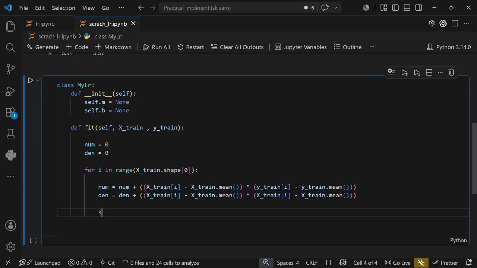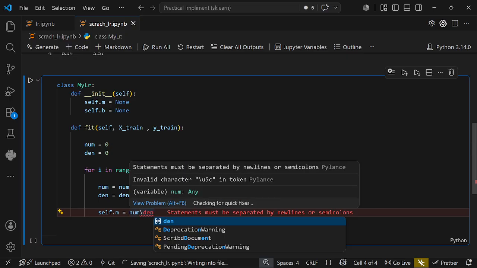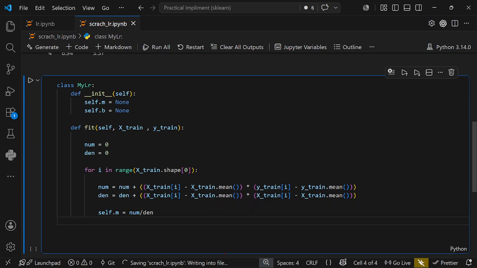And now let's initialize the self dot m here, which is nothing but the numerator divided by denominator. Numerator divided by denominator. And let's take the self dot b.